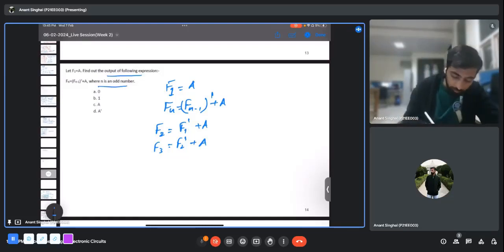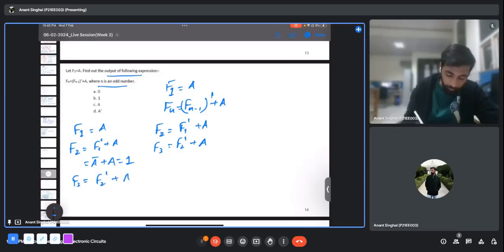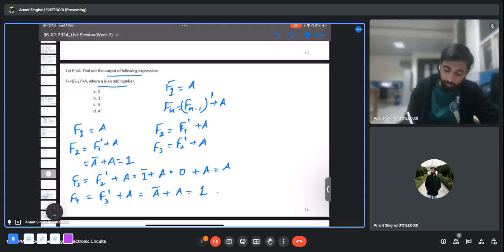So we'll see. f1 is already given as a. f2 will be f1 complement plus a. So f1 complement will be a complement plus a, and this will be 1 by the property we have already seen in the previous question. Now similarly, I'll calculate f3, that will be f2 complement plus a. That will be 1 complement, which is 0, plus a. So 0 plus a will give me a. Similarly, f4 will be f3 complement plus a. f3 we have just calculated as a, so f3 complement will be a complement, so 1. So you can see there is a pattern, it is coming out to be a, 1, a, 1.